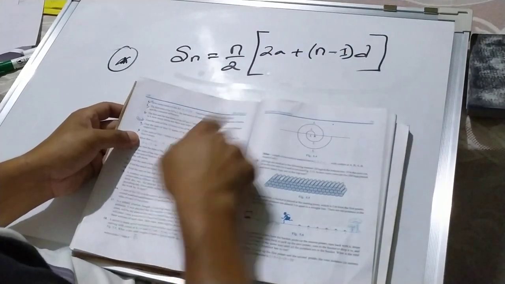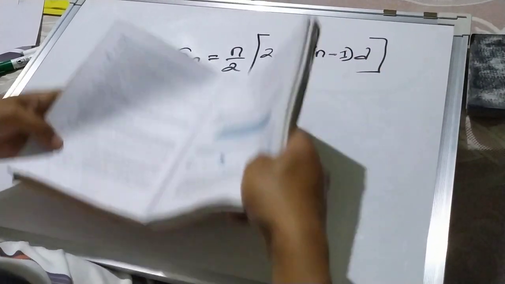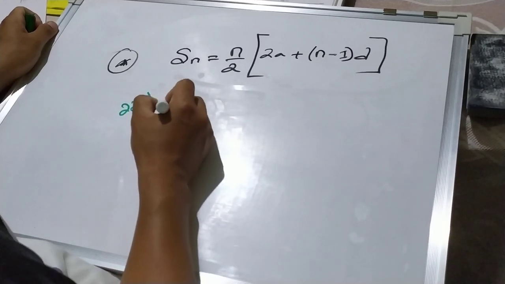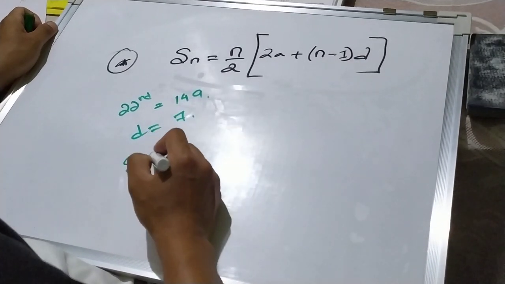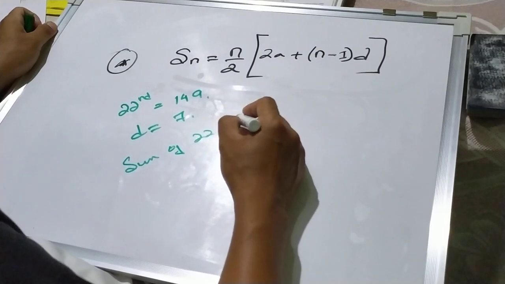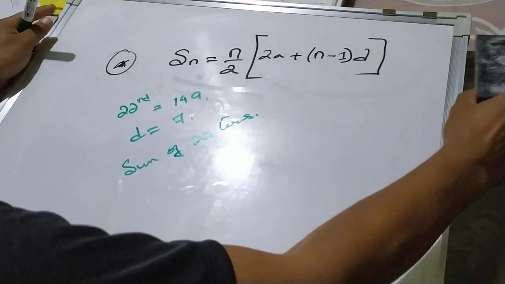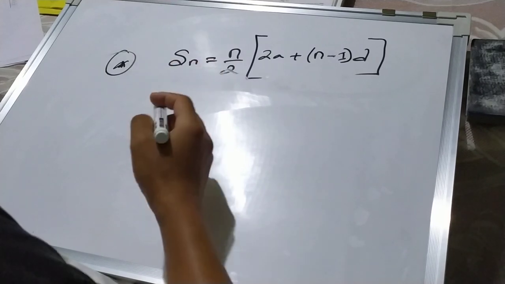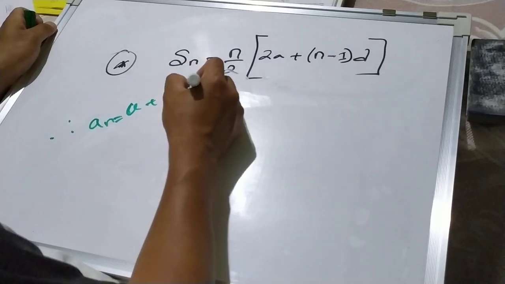AP which D equal to 7. Now we know D is 7 and the 22nd term is 149. So we will combine the previous formula as well. Given the 22nd term is 149 and D is 7, we have to find the sum of the 22nd term. The formula is a_n equals a plus (n minus 1) d.